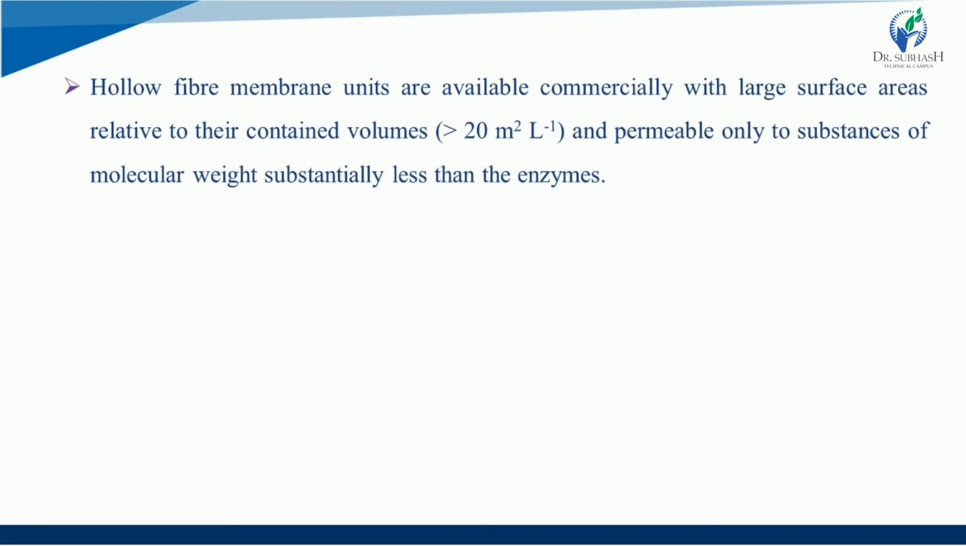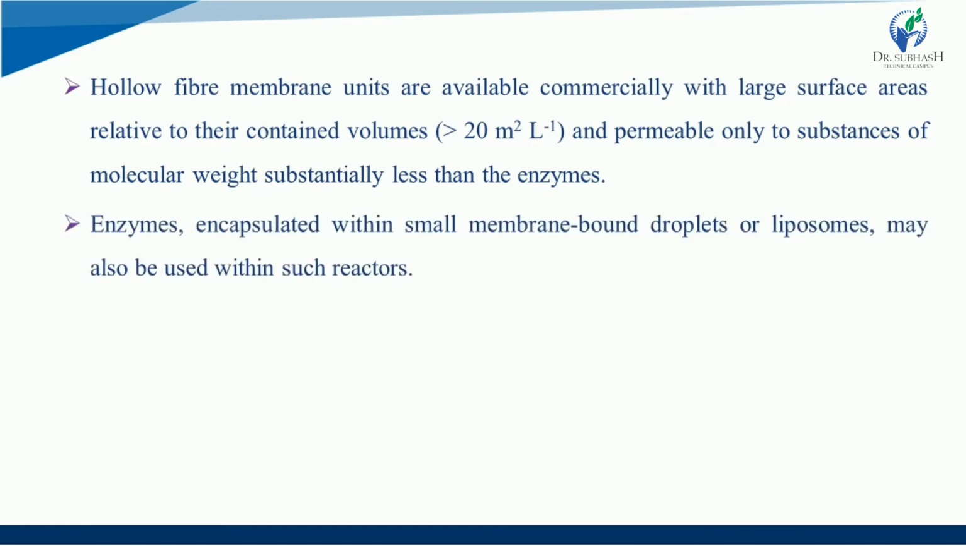Hollow fiber membrane units are available commercially with large surface areas relative to their contained volumes and permeable only to substances of molecular weight substantially less than enzymes. So you need to understand this. There are hollow fiber membrane units that are available commercially. You can go and purchase them, and they help to permeate only certain substances. The major advantage of this kind of hollow fiber membrane is that it acts like a semi-permeable membrane which will only allow substances of molecular weight less than that of the enzyme. So it is a benefit or advantage for us.